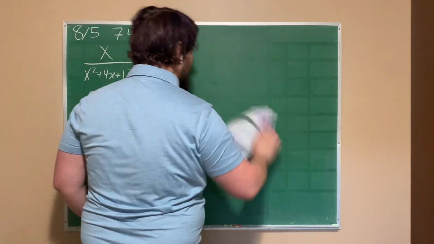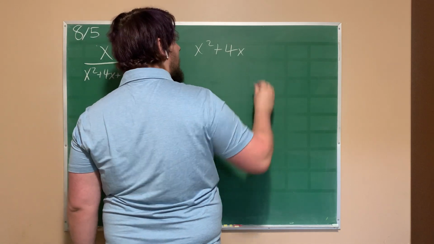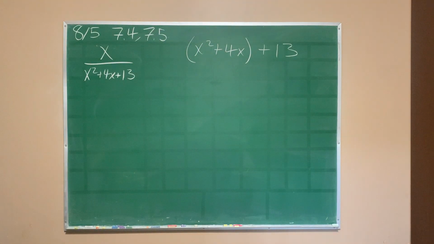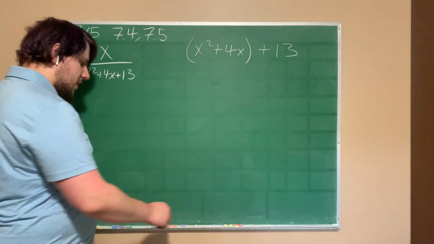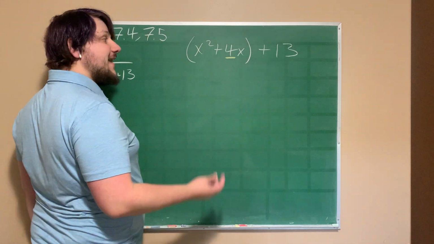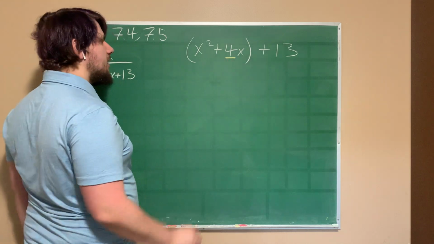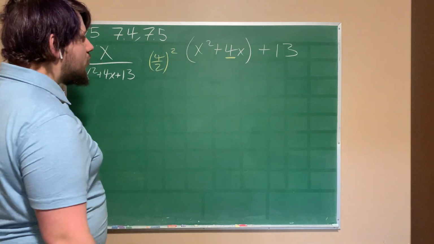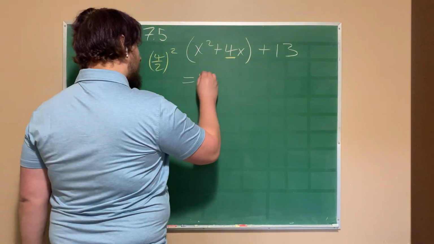I'm going to copy out the denominator on its own, x squared plus 4x, and then I'm going to separate out plus 13. Now, my goal is to make the part inside of the parentheses into a perfect square trinomial. So I look at the coefficient on the b. We want to divide that number by 2 and then square the result to figure out what constant needs to be added in here. So 4 over 2, the quantity squared. 4 over 2 is 2. 2 squared is 4. So I need to add a 4 inside of the parentheses.